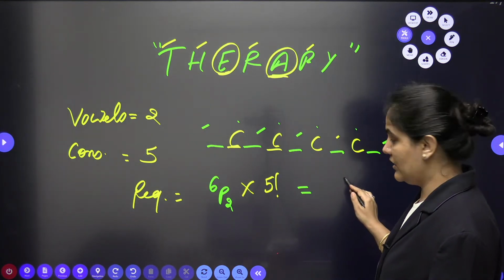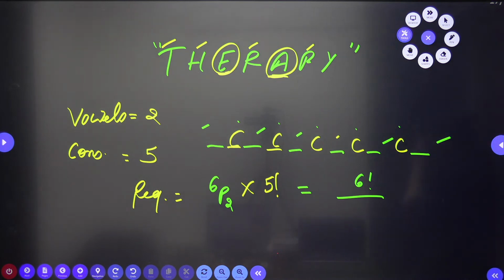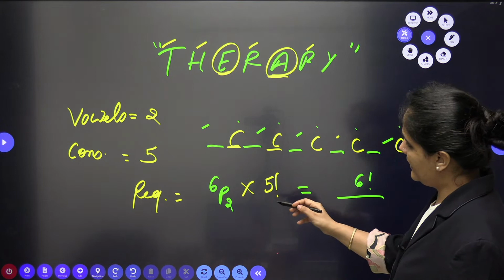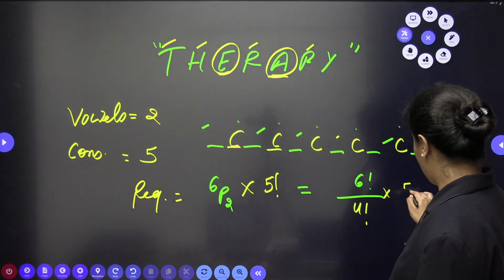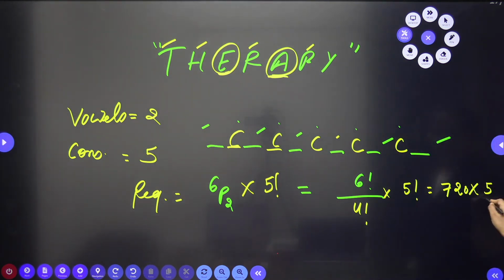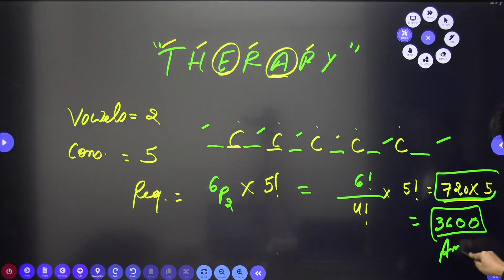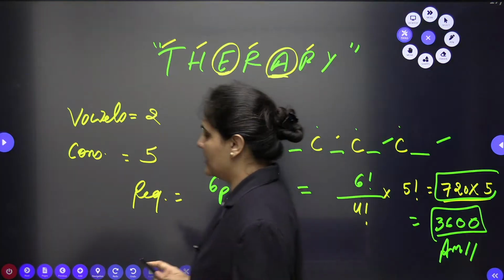If you want to solve this one, this will be 6 factorial, divided by 6 minus 2, which is 4 factorial, multiplied with 5 factorial. So this is 720 into 5, and 4 factorial and 4 factorial will be gone. So when I solve this one, 3600 will be my answer. So I can see this in option C, 3600.